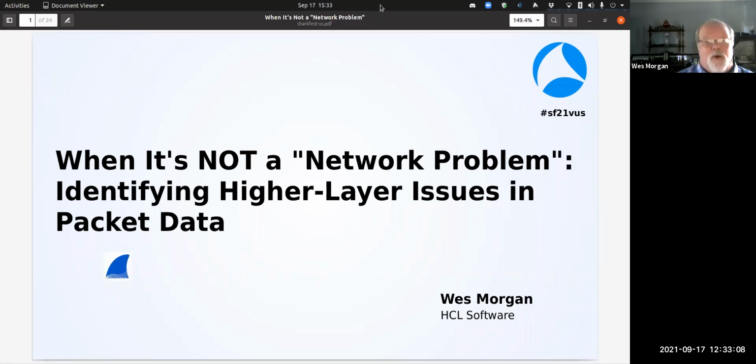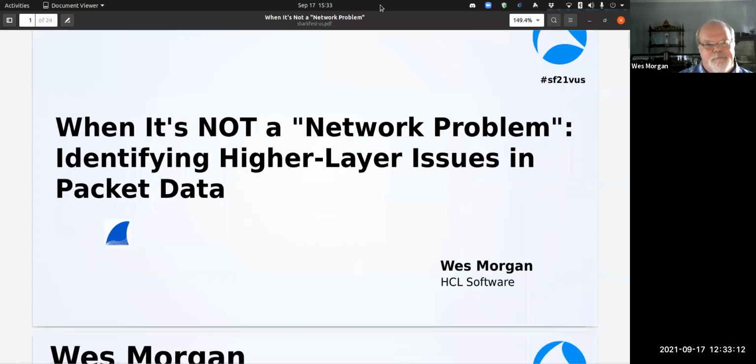When it's not a network problem, identifying higher layer issues in packet data.